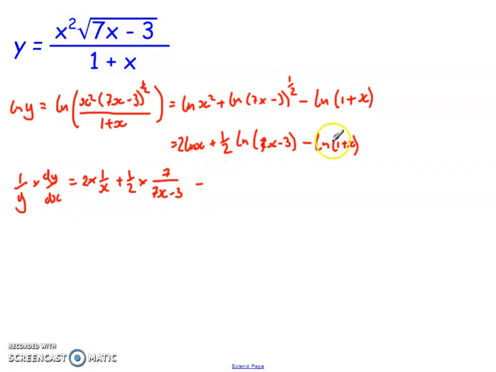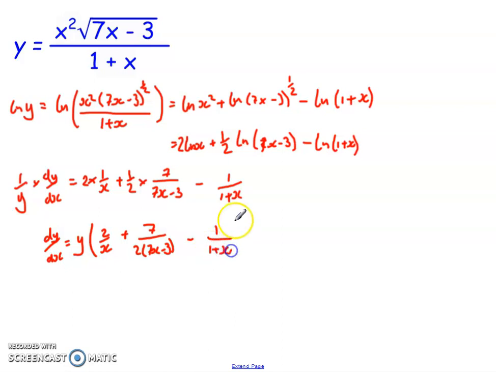It's then going to be take away the derivative of ln of 1 plus x, which gives me 1 over 1 plus x. So what I can now do is bring the y across and simplify all of this. I'll end up getting dy by dx equals y, bracket 2 times 1 over x, so 2 over x, plus 7 over 2, bracket 7x minus 3, take away 1 over 1 plus x.